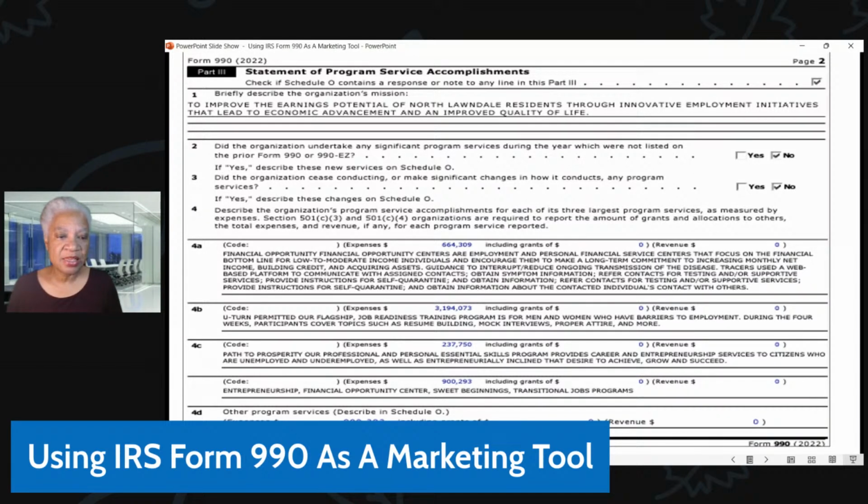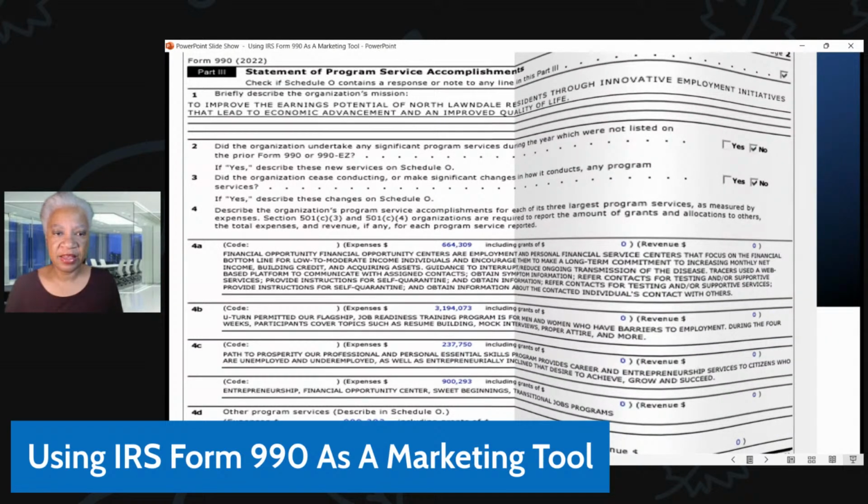All right, and as you can see, the U-Turn Permitted, our flagship job readiness training program, is for men and women who have barriers to employment. During the 4 weeks, participants cover topics such as resume building, mock interviews, proper attire, and more. So when you read that, you get a really good sense for what that program is about. And they do that for each one of their programs. I promise you, I'm not going to read all of this. If you're interested in reading this for yourself, you can go to GuideStar, do a search for North Lawndale Employment Network, and you can look at their profile, and they will have their Form 990s linked there, and you can download them for yourself.